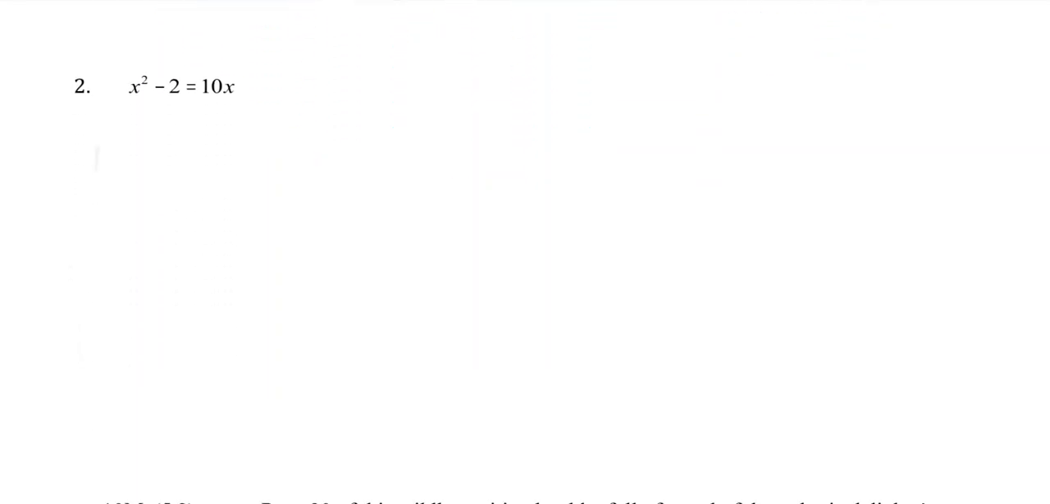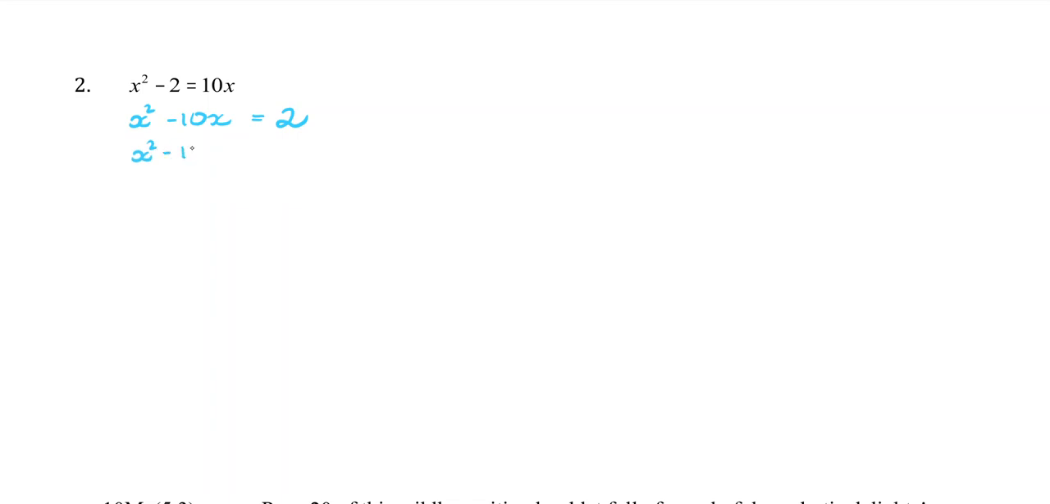Let's do that again in question 2. Same deal, we want to solve this by completing the square. So first of all, I need my 10x over here with my x squared. So let's go x squared minus 10x. And the minus 2, which is the wrong number, I'm going to move it over to the right-hand side, so equals 2.